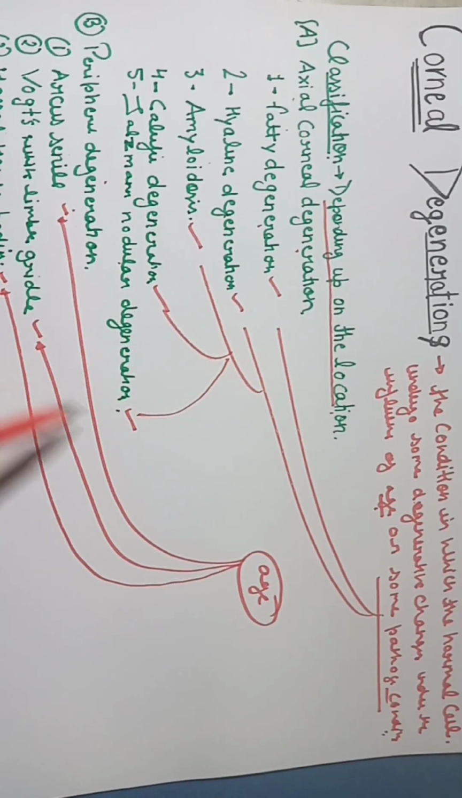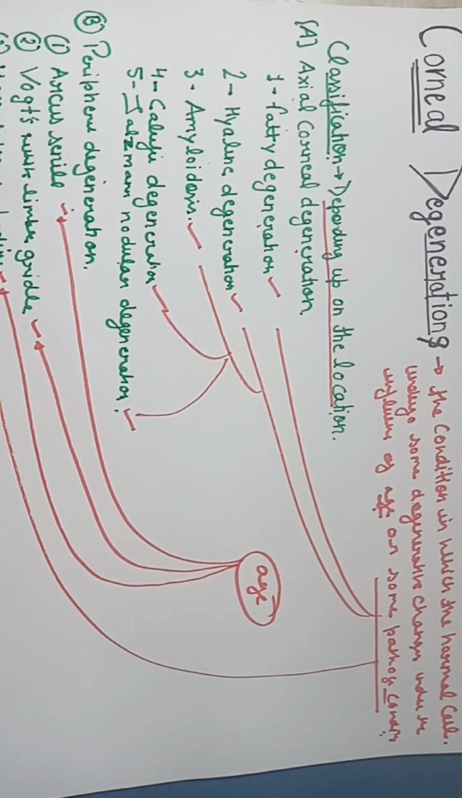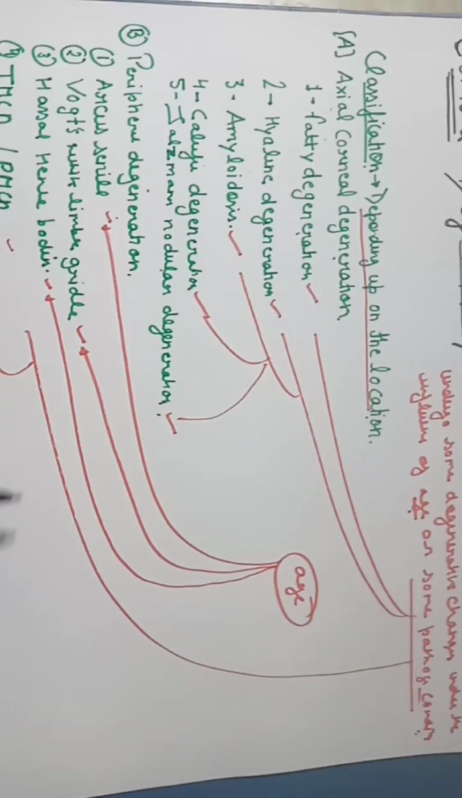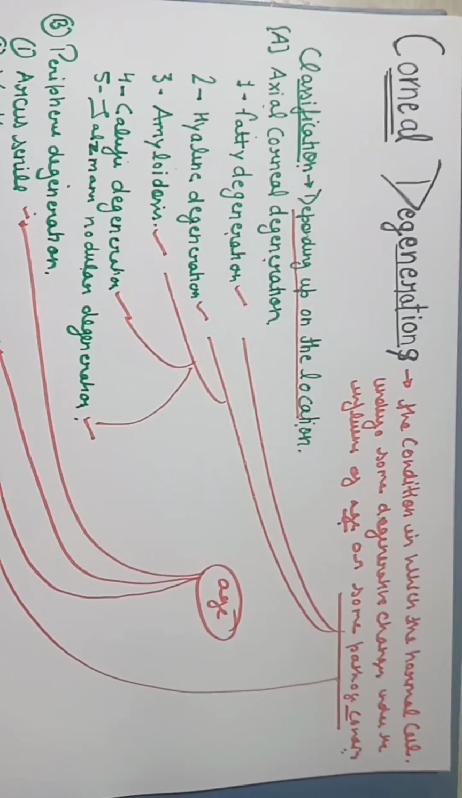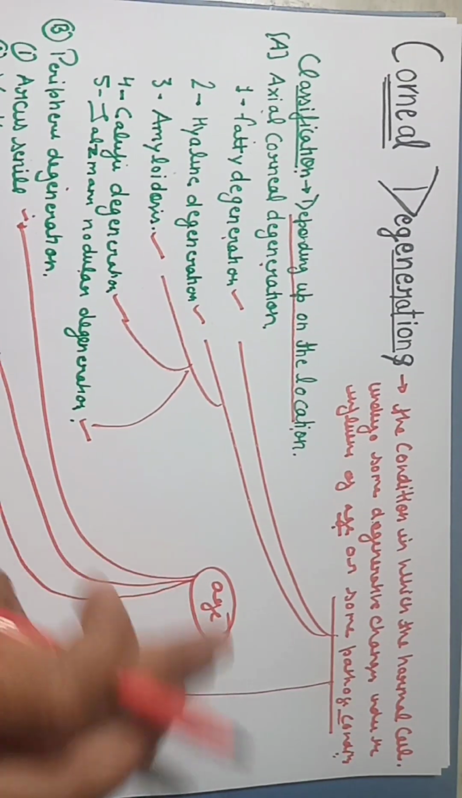Conditions. Okay, so we will discuss all this in detail. Okay, the first one, according to age, is arcus senile.